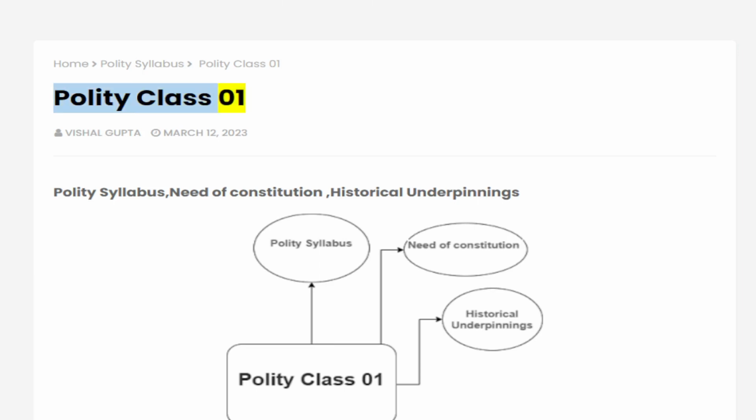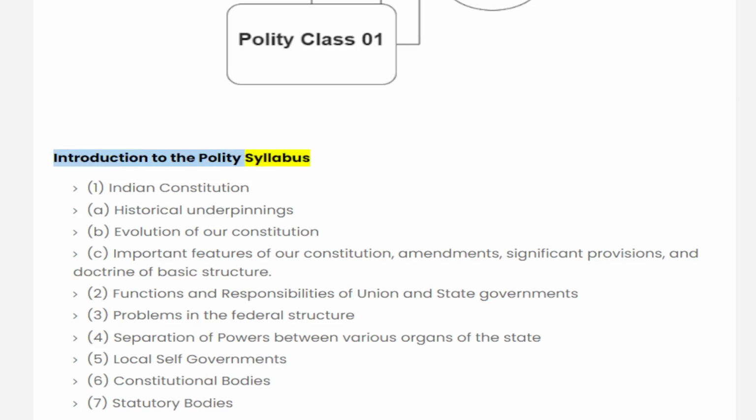Polity Class 01. Vishal Gupta, 12th March 2023. Polity Syllabus, Need of Constitution, Historical Underpinnings. Introduction to the Polity Syllabus.